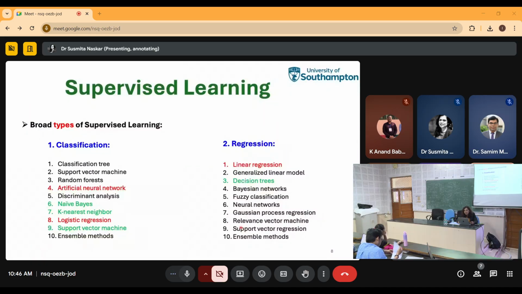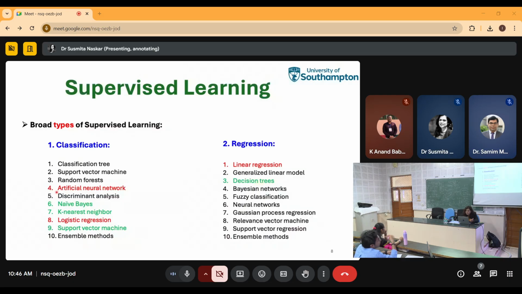So now before getting into unsupervised learning, we will quickly look into the types of supervised learning. I have tried to divide it into two main sections. One is classification, right? And one is regression. Classification algorithms are used when the output variable is categorical. For example, predicting whether an email is spam or not spam, or whether a patient has a disease or not, those come under the classification method.